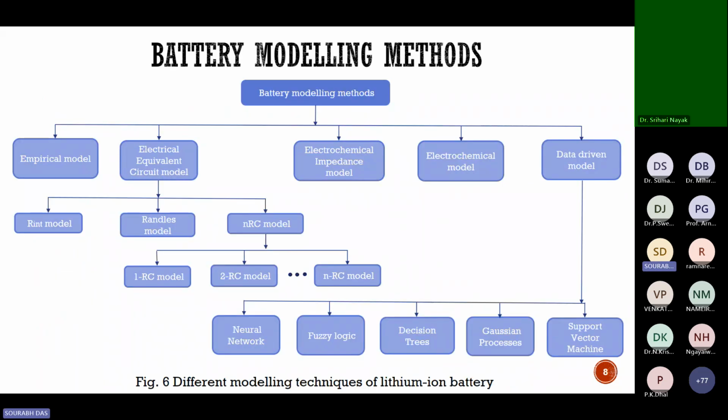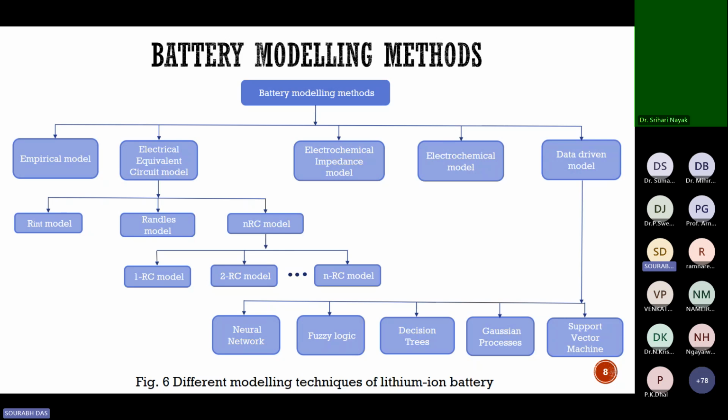So before going to the battery SOC estimation, we have to know about battery modeling. How can we model a battery? After doing the battery modeling, the parameters of the battery models can be used for the SOC estimation process. So now I will discuss the battery modeling methods.